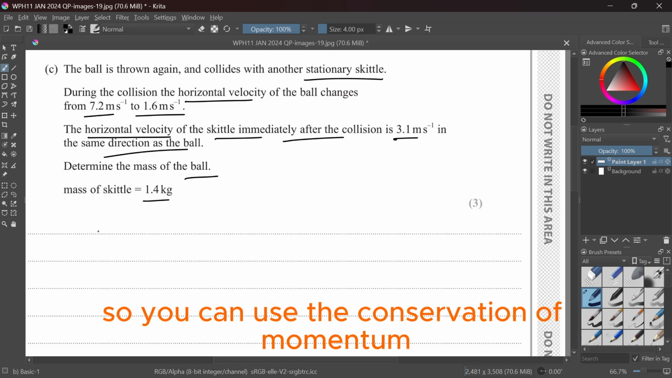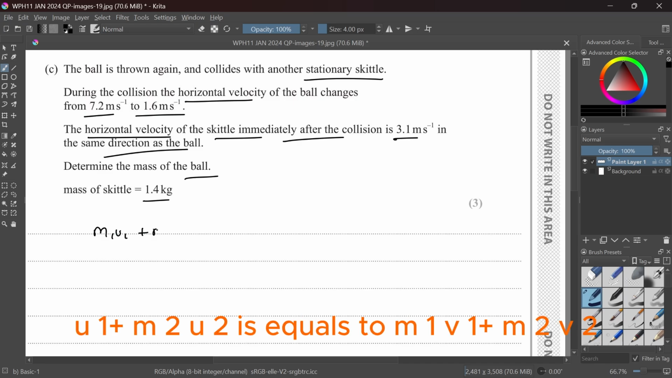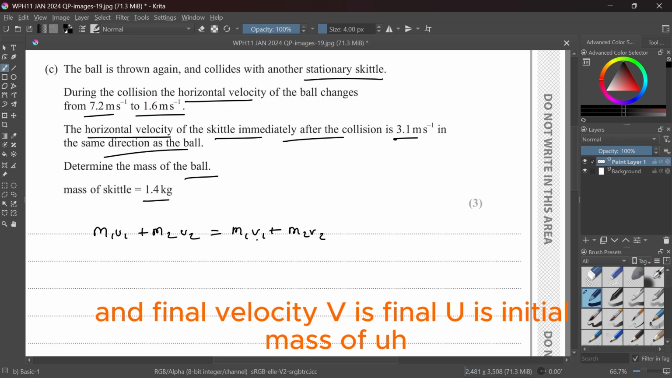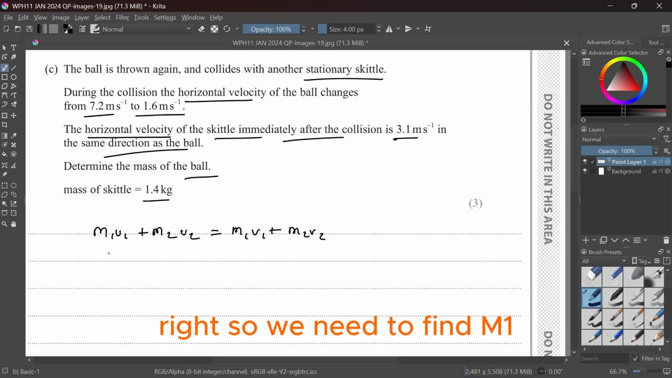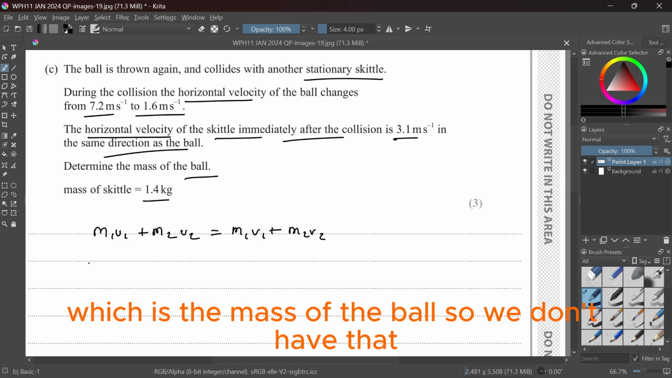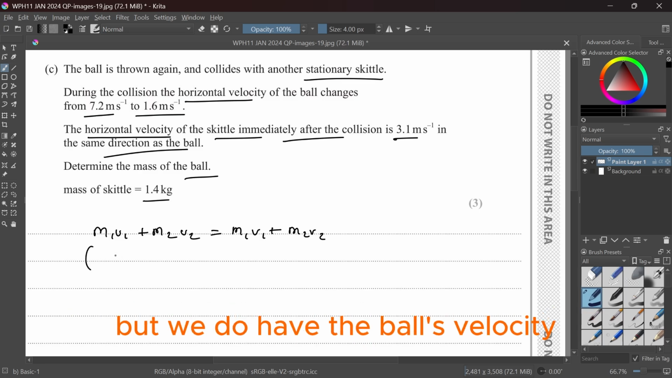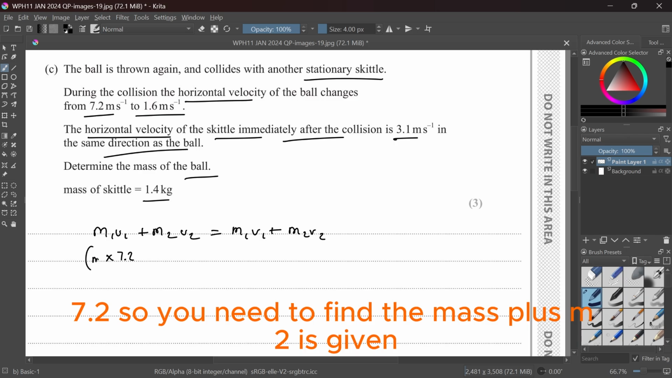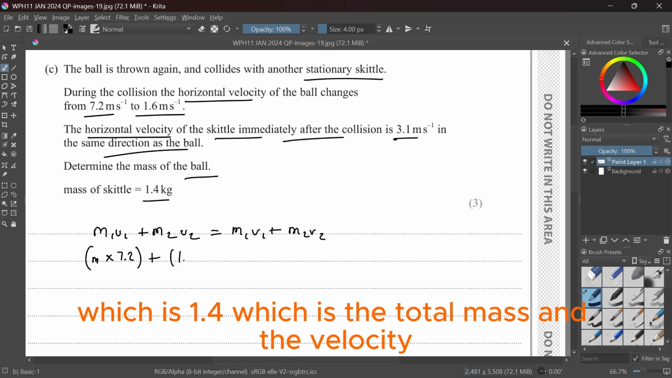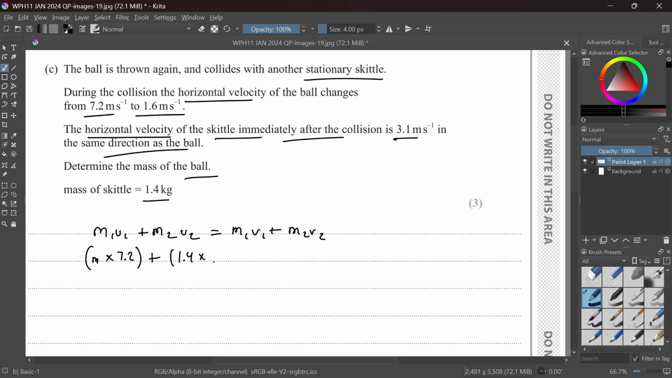Okay, so you can use the conservation of momentum, which is m1 u1 plus m2 u2 equals m1 v1 plus m2 v2. V is final velocity, u is initial velocity, m1 is basically the mass of the ball, and m2 is the skittle mass, right? So we need to find m1, which is the mass of the ball. We don't have that, but we do have the ball's velocity, which is 7.2. So you need to find the mass, plus m2 is given, which is 1.4, which is the skittle mass, and the velocity for it was 0.